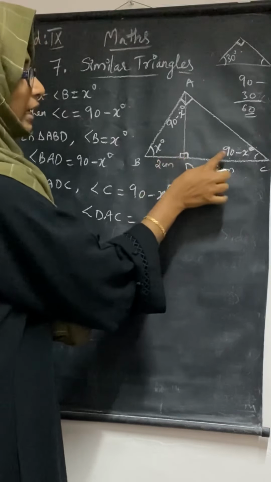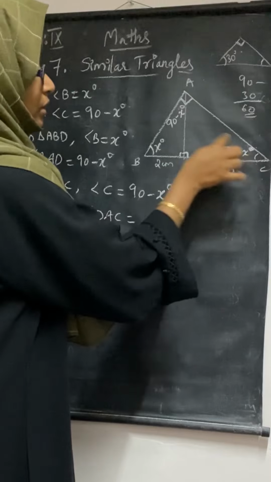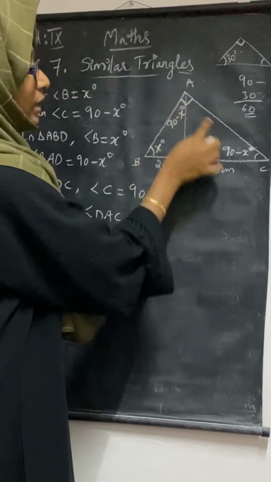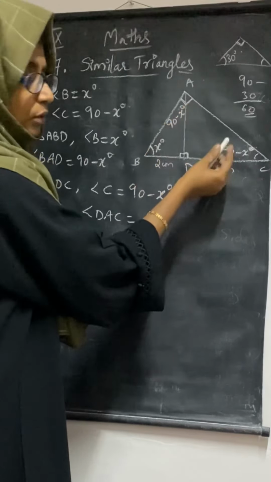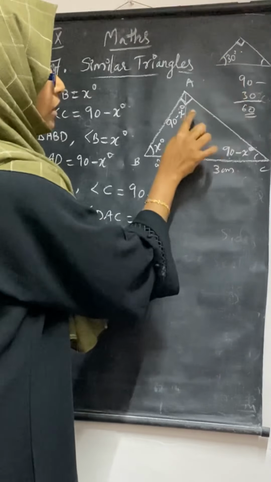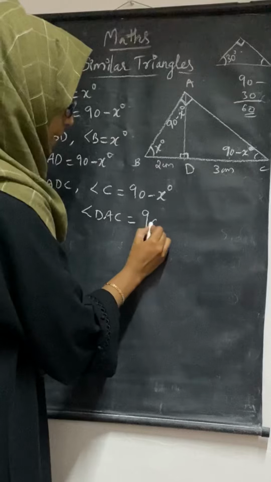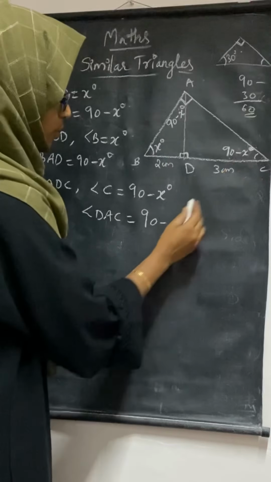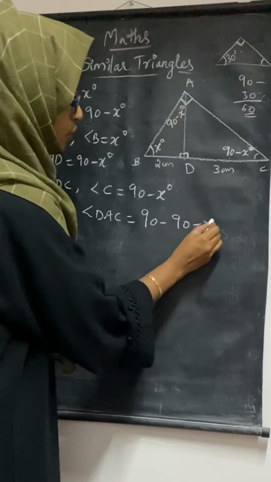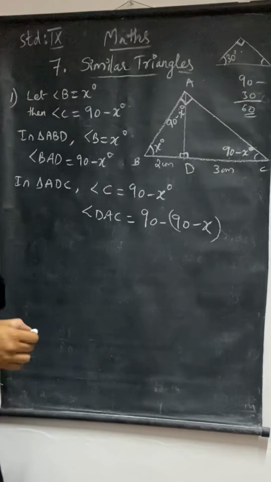Now, angle DAC, that is this one. How to find that? Finding DAC is 90 minus the other angle. How much do you have? 90 minus X. So when you write, you have to put the bracket.